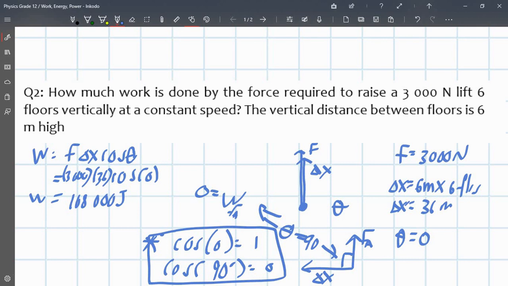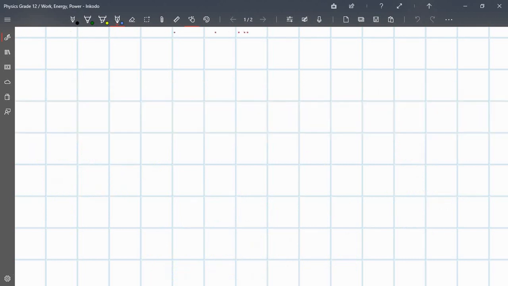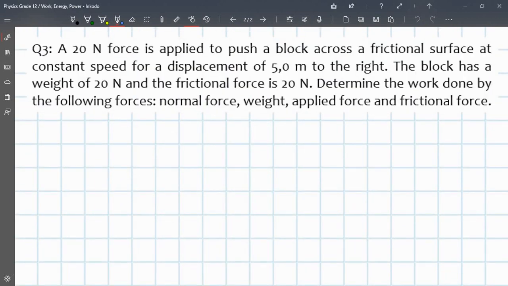We'll do one more example just to illustrate positive and negative work done. Alright, it says a 20 Newton force is applied to push a block across a frictional surface at constant speed for a displacement of 5 meters to the right. The block has a weight of 20 newtons and the frictional force is 20 newtons. Determine the work done by the following forces: normal force, weight, applied force, and frictional force.